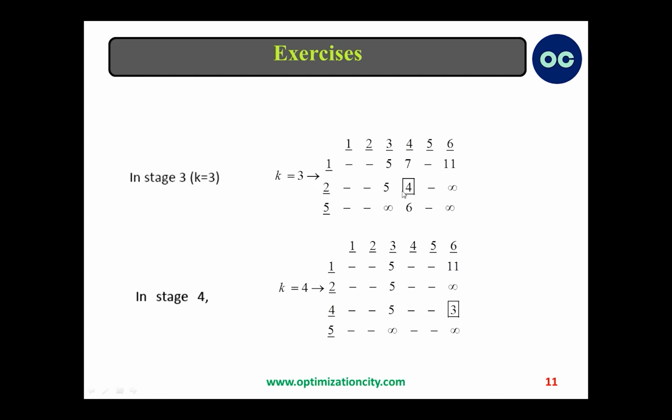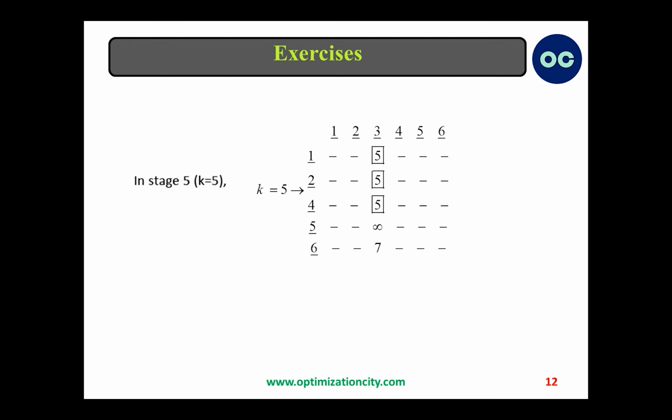So we add row number 4 in step number 4, and the minimum value of this matrix is equal to 3. So in the next iteration, we had to add row number 6. So this is step 4, step 5, and this is the final matrix.